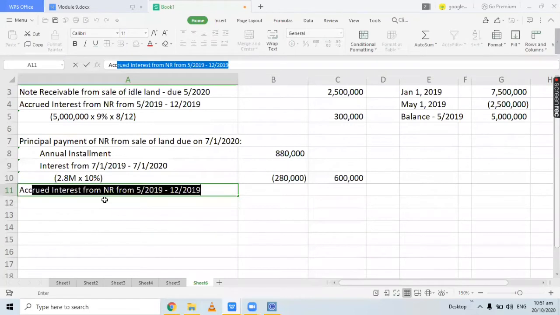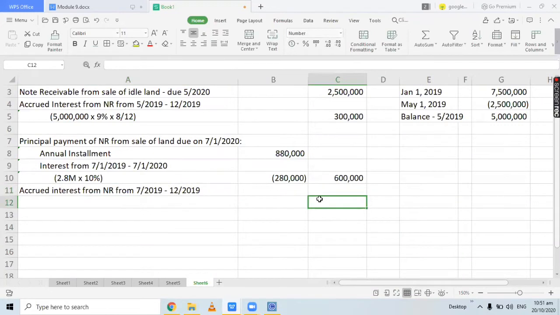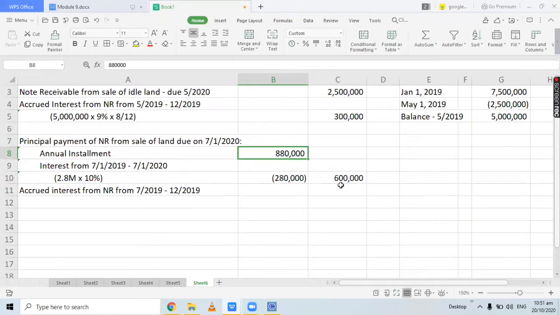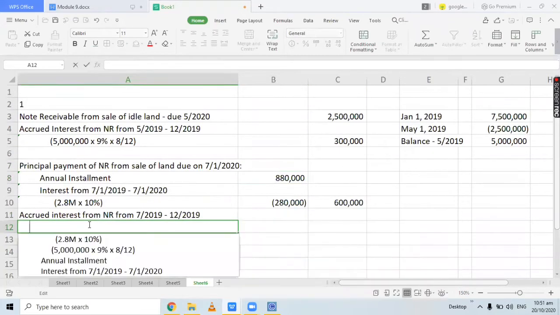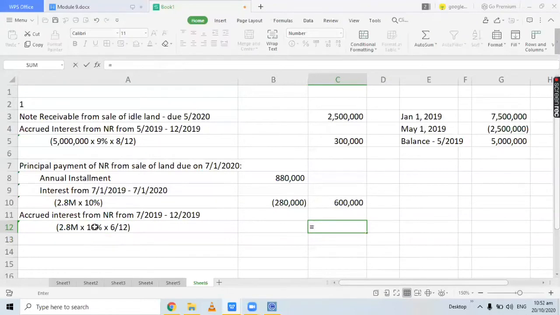And then we add the accrued interest from July 1, 2019 to December 2019 kasi it's already earned. Although yung interest, babayaran pa niya come July 1, 2020. So it's considered current. 2.8 million from July 1 to December, that's 6/12 or 1/2 of the year, di ba? 140,000 is the accrued interest.